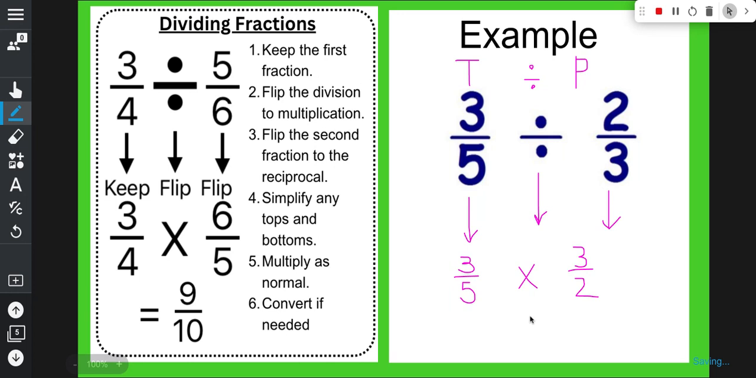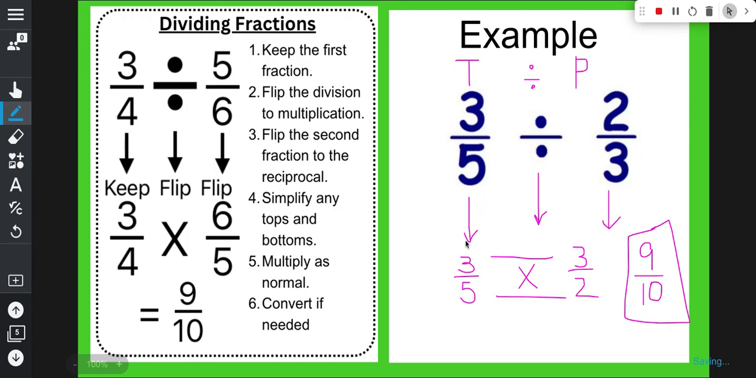Now we follow the steps as multiplication. We simplify top and bottoms if we can. In this case, we can't. So then we multiply straight across the top, we get 9. Straight across the bottom, we get 10. And that is our best answer, 9/10.